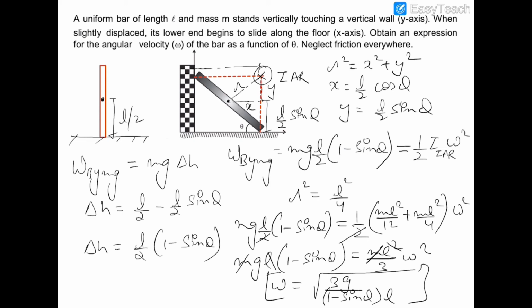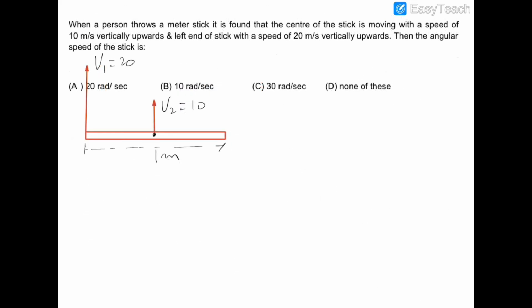Now let's move on to the next question. In this question, it is given that there is a meter stick, and obviously the length of the meter stick is 1 meter. The velocity of the center of the meter stick at some instant is 10, and the velocity of the left end of that meter stick is 20. So we have to find the angular velocity of this meter stick.